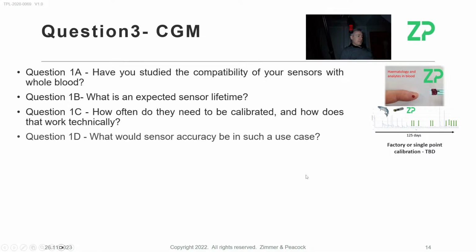It really depends on the final application, which I will touch upon. Accuracy then is really linked to manufacturing and the application and the calibration routine.